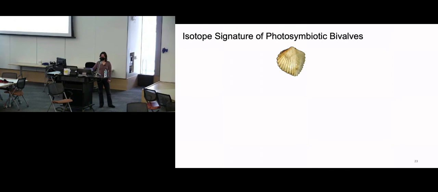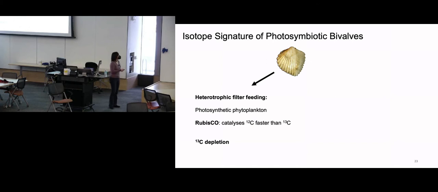But luckily, for this group, we can actually look at their isotope signatures and then determine how much of their carbon source is coming from their symbionts versus filter feeding. So for a symbiotic clam, at least for this group, they haven't lost their ability to acquire food from the environment. So they still have their gills. They can still perform some level of heterotrophic feeding. So there are two options, right?